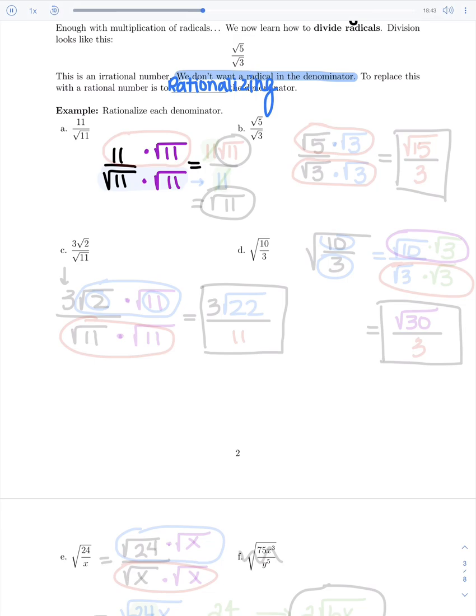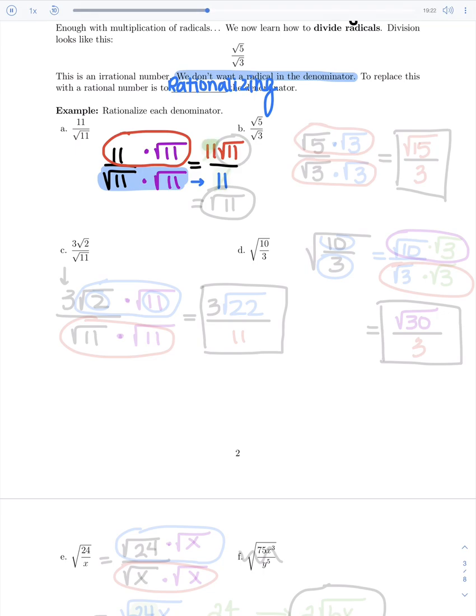So let's see what happens. On the bottom, when I multiply the square root of 11 times the square root of 11, the square roots will cancel out and just leave me with 11 on the bottom. On top, I end up with 11 times the square root of 11. There's no pretty way to write that other than 11 square roots of 11. Now notice, I don't have a square root on the bottom. That was my goal, so I achieved it. The only question now is, is my answer reduced? And the answer is no, it's not.